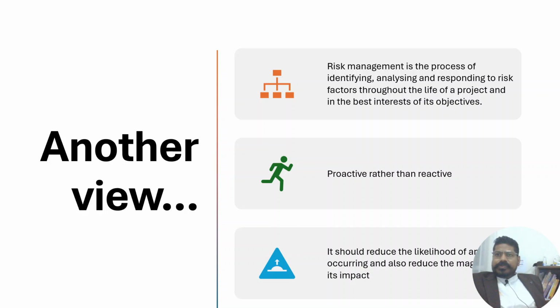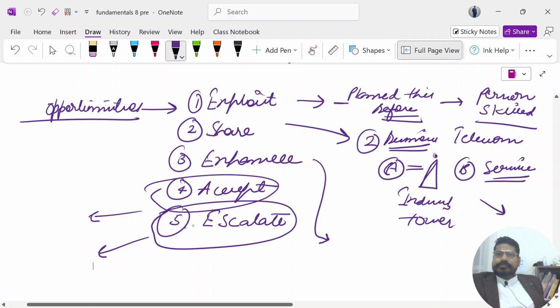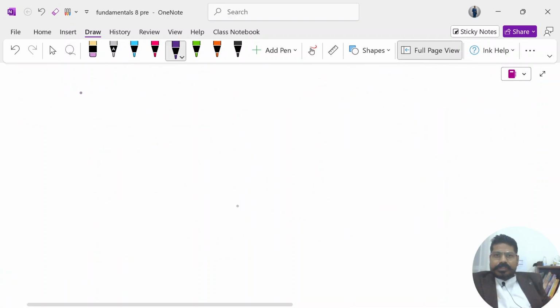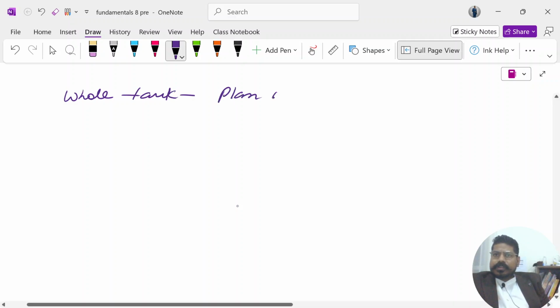All right, another view. Risk management is a process of identifying, analyzing, and responding to risk factors throughout the life of a project and is in the best interest of its objectives. In an ideal scenario, you should be proactive rather than reactive. The whole job of project management, or the project manager, is to forecast and plan well. I think this is an important concept. Let me explain. As a project manager, your whole task is to plan well.